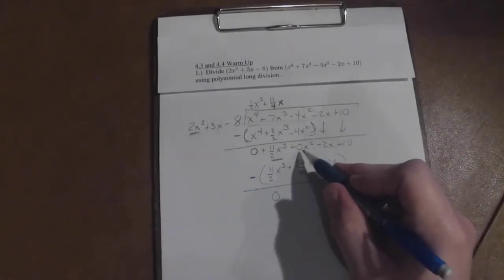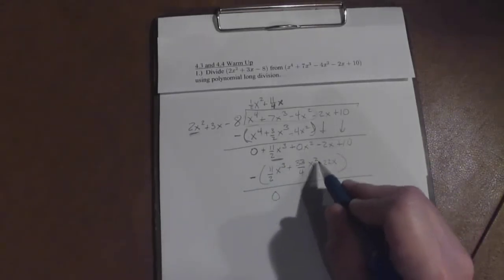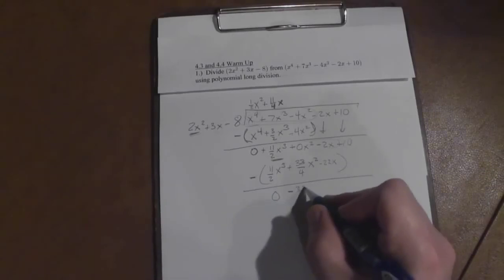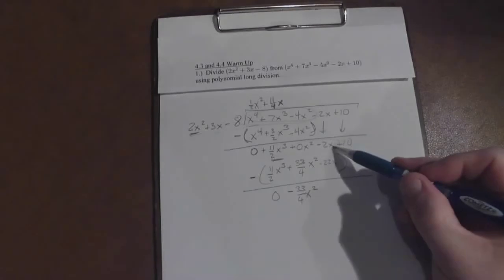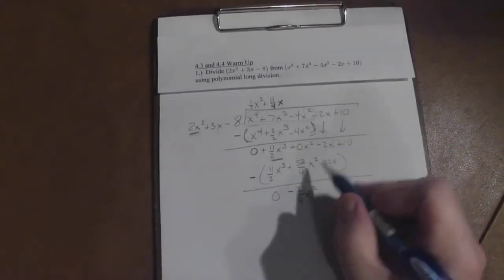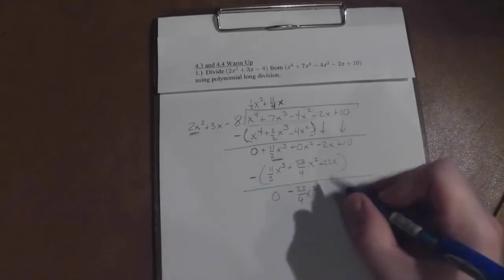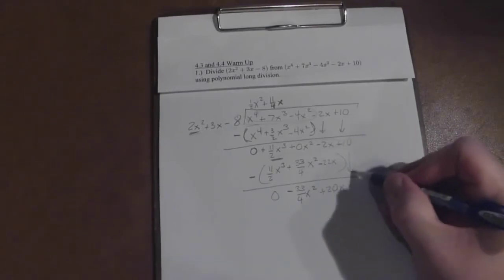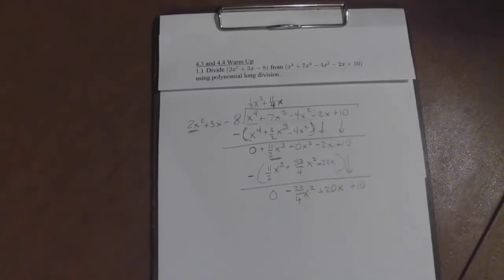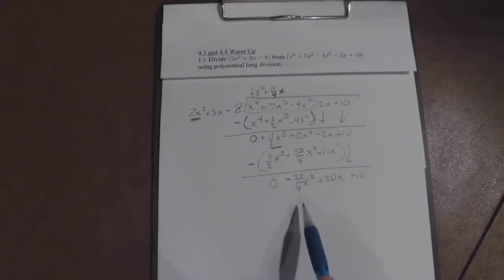So that is our 0, and this is how the division process should be playing out, where we follow that with 0x squared minus 33 fourths x squared. Well, that will yield negative 33 fourths x squared. And negative 2x minus negative 22x is like negative 2x plus 22x. That would yield plus 20x. And we would drop down this plus 10 at the end. And we repeat the process, folks.